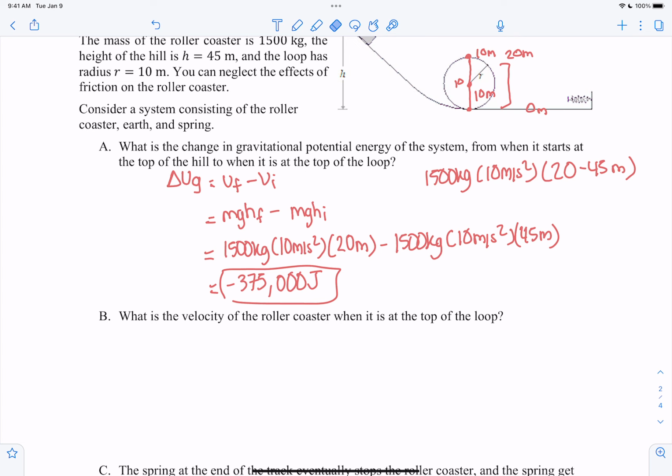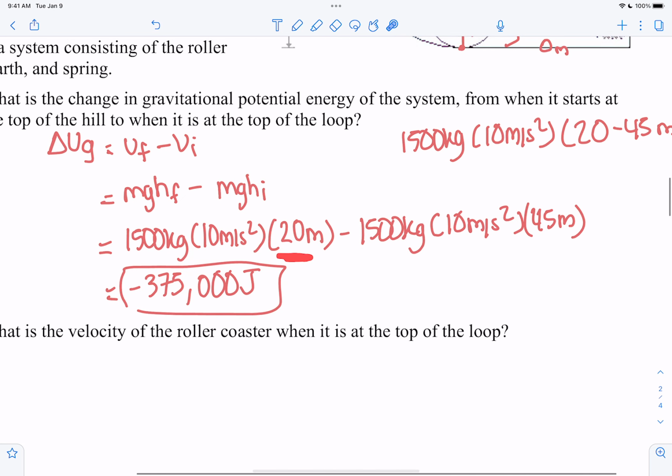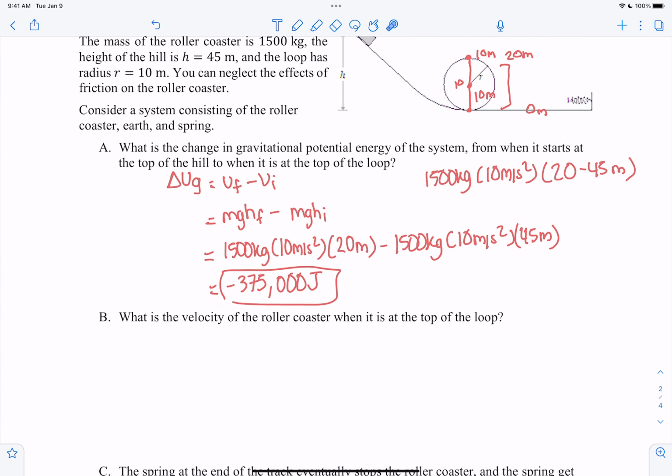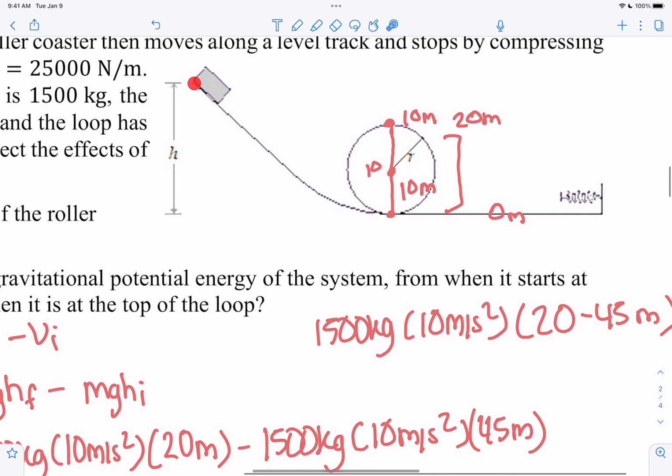Yeah, if you had positive, then you might have just switched these around, for example. You made your final 45 and your initial 20 or something like that. But yeah, it should be negative, right? And that makes sense because as you go down, right?